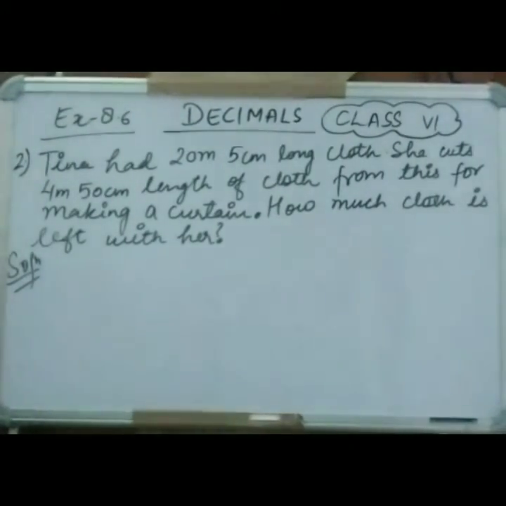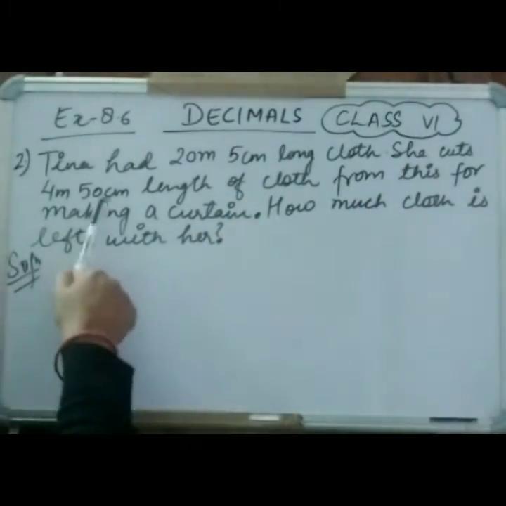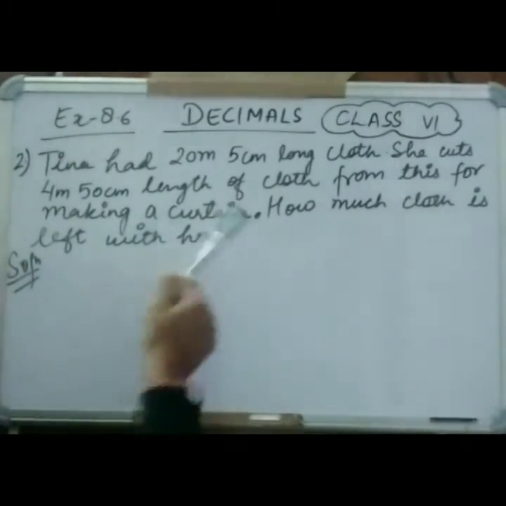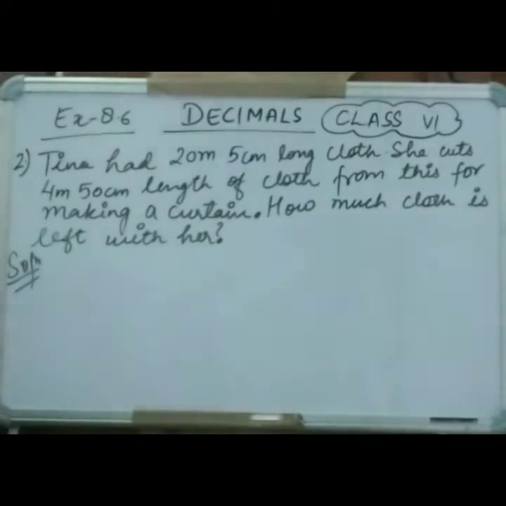Now see the next one. Tina had 20 meter 5 centimeter long cloth. She cuts 4 meter 50 centimeter length of cloth from this for making a curtain. Now how much cloth is left with her? Here it is a word left. So mostly these types of question we use to subtract. Okay. So again we will write down the statement.